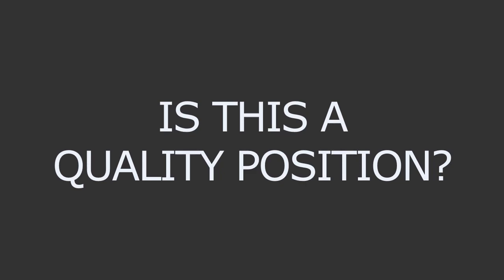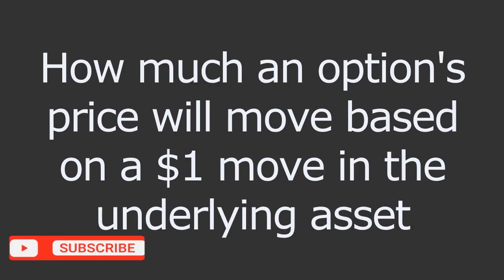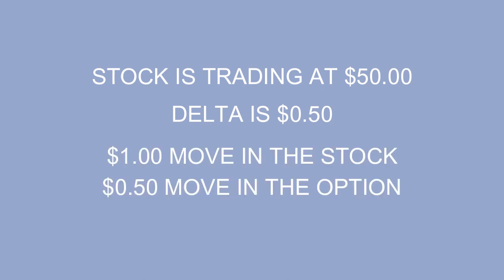And in this video, we are going to discuss how you can use the delta of an option to help you choose which ones are quality positions and will have the best chances of success. So what is delta? Delta is a measurement of how much an option's price will move based on a dollar move in the underlying asset. So let's say the stock is trading at 50 bucks and the option has a delta of 50 cents. This means that for every $1 move in the stock, the option will move 50 cents.